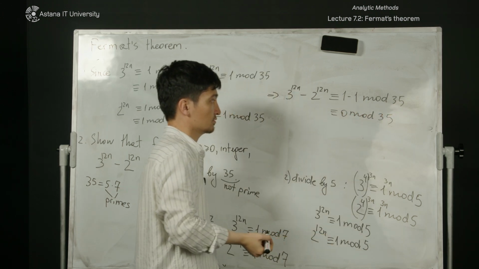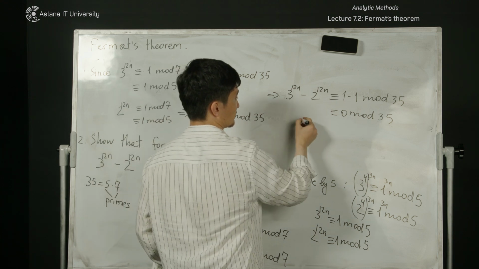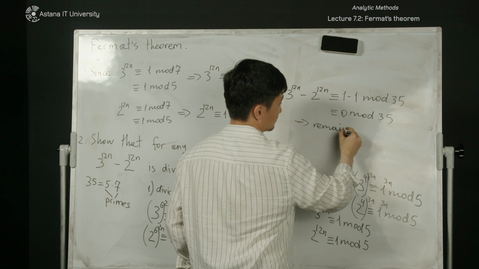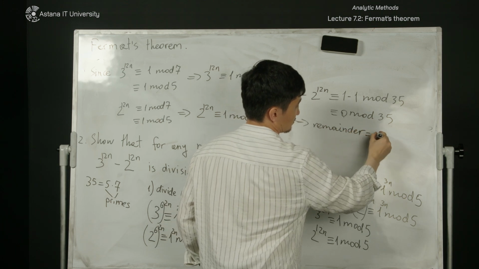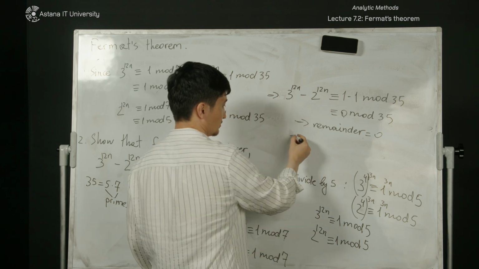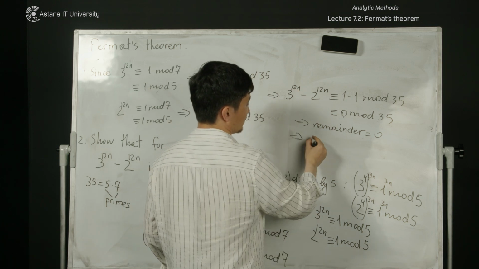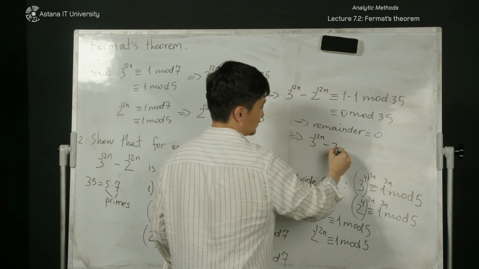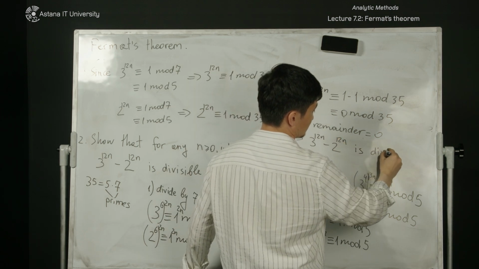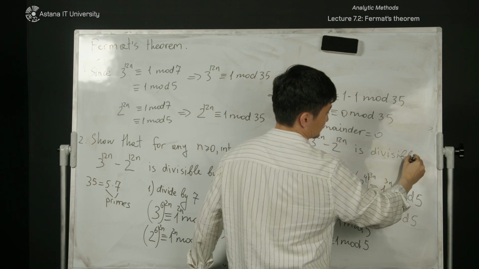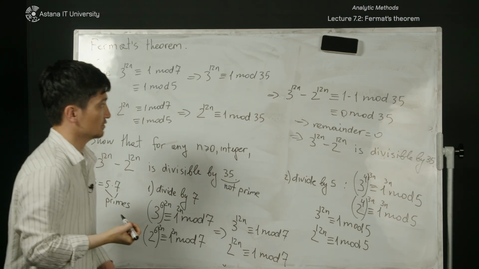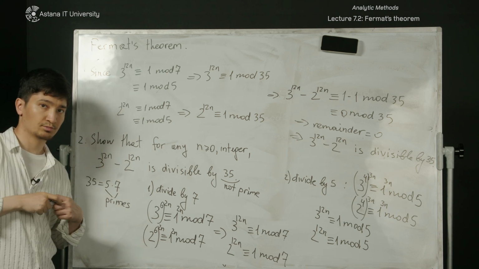And what does it mean? Well, it means that the remainder is 0. If the remainder, when this number is divided by 35, is 0, then this number is divisible by 35. And this is how you show it.